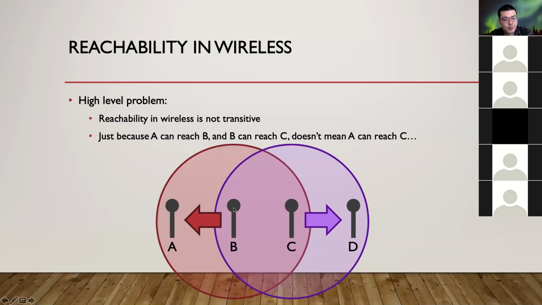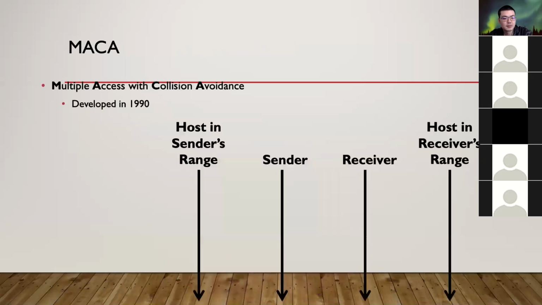Here's the example. A can reach B, B can reach C, C can reach D. But A and D, for sure, they cannot reach each other. So there's a protocol proposed for the wireless environment called multiple access with collision avoidance.